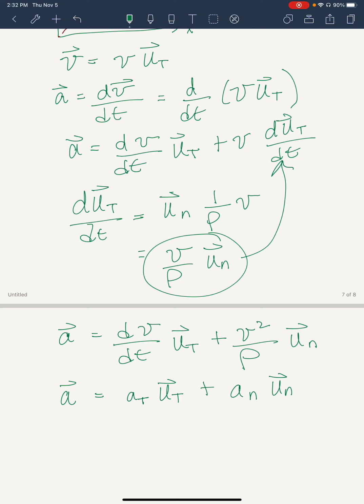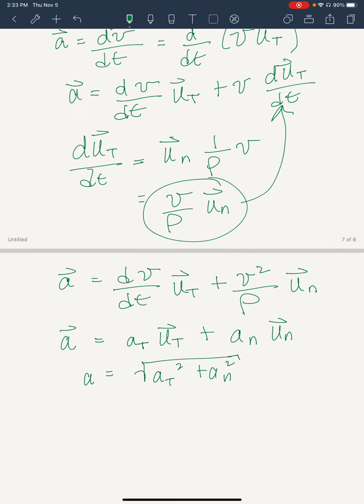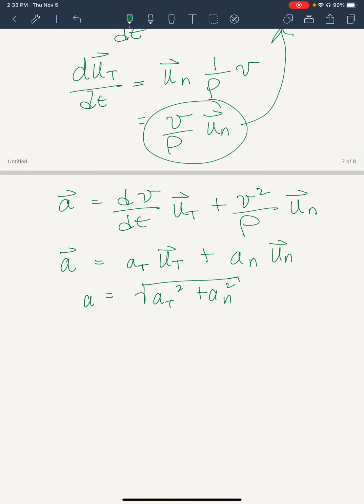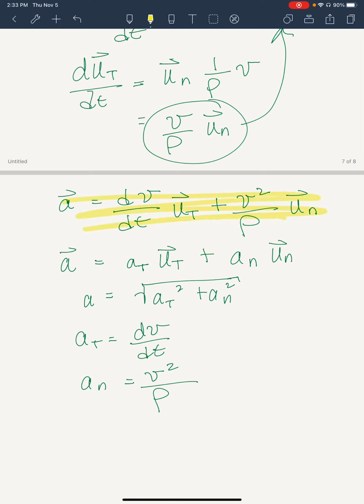And these are perpendicular to each other, so the magnitude of a equals the square root of a t squared plus a n squared. And I think that's it, just to reiterate what we see right here. So a sub t equals dv dt, and a sub n equals v squared over rho. So those will be the main things that we need for this. So here's the main equation. They're perpendicular to one another, and then here's just the breakdown of the normal and tangential acceleration.